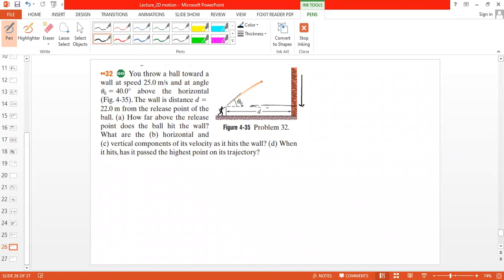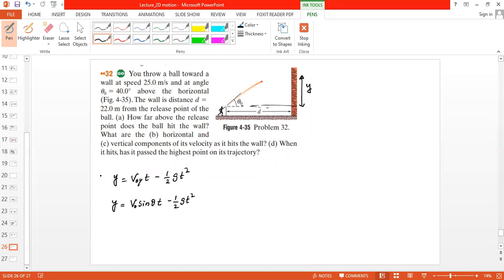I have to find out this height. I have to find out the height y. Clear? That means I have to find out the y distance. So y distance means what? Y distance means v naught y t minus 1/2 g t square. So y equal to v naught sin theta t minus 1/2 g t square.